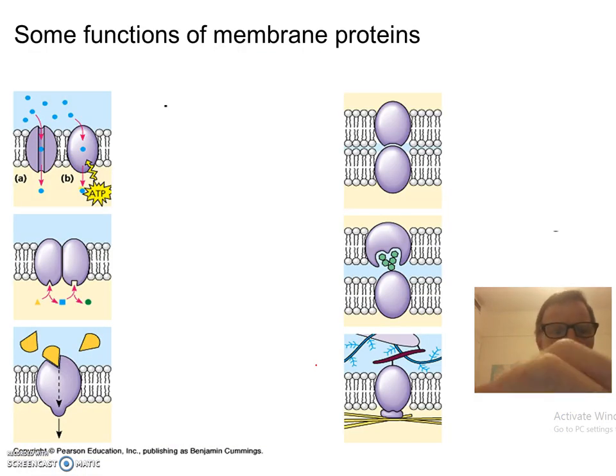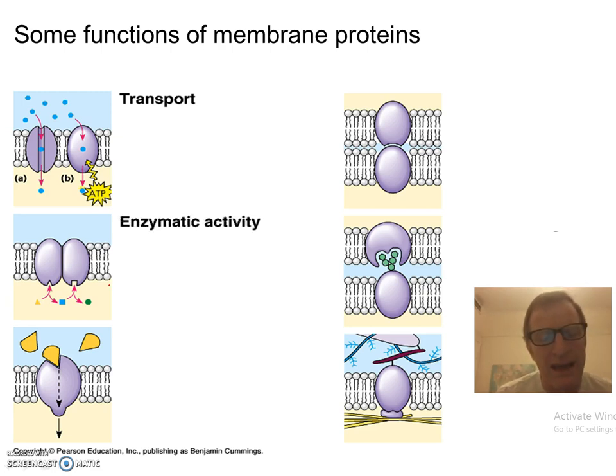First off, a lot of them move things in and out. So we have either A, a channel protein, opening up a channel. B is a protein that's moving something more actively using energy, called active transport. So proteins are involved in transport. Some proteins on membranes, especially internal membranes like the mitochondria and the endoplasmic reticulum, are enzymatic. So embedded proteins can also be enzymes and serve enzymatic processes.